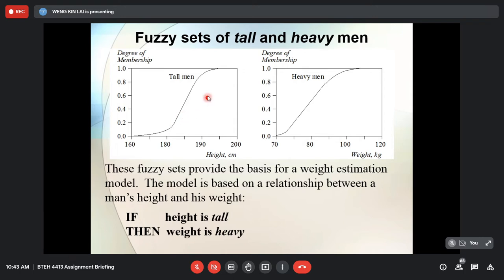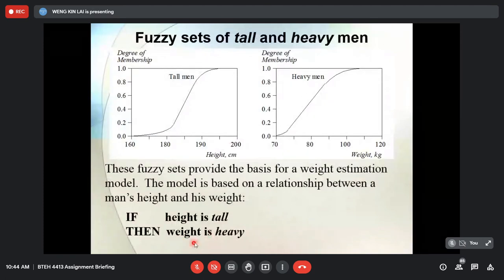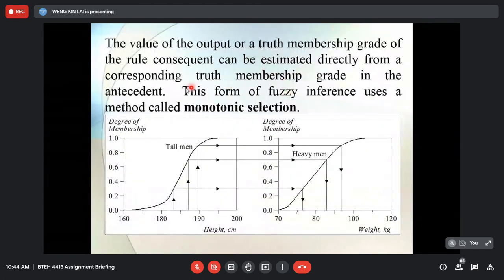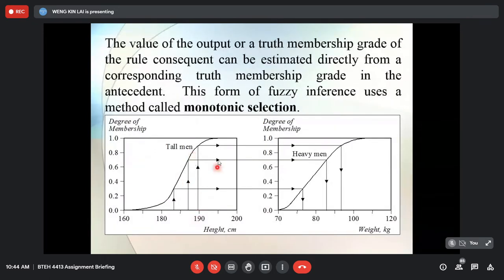So we are saying that based on the tall man, if you can build this expert database very well, then I can predict whether you'll be heavy or not heavy. For example, if the height is tall, then the weight is heavy. This is your expert knowledge. So the value of the output, or the truth membership grade of the rule consequent, can be estimated directly from the corresponding truth membership grade in the antecedent. If height is tall, then weight is heavy. This form of fuzzy inference, that's why the word comes in, fuzzy inference system, FIS, uses the method called monotonic selection.